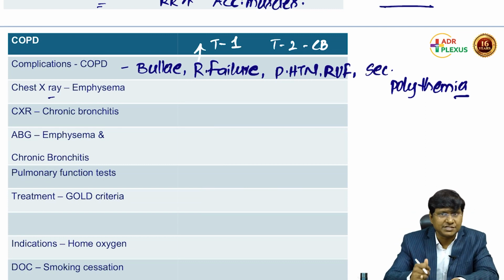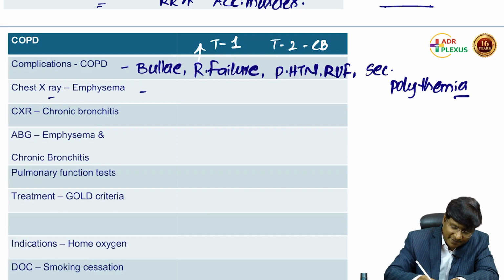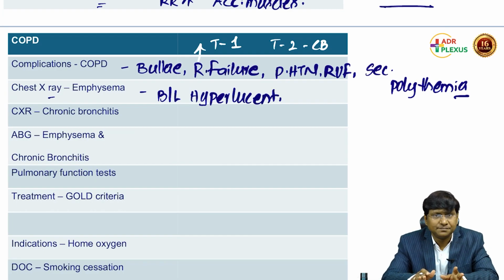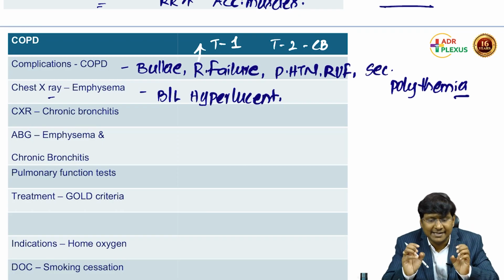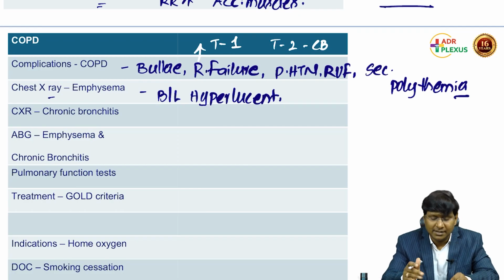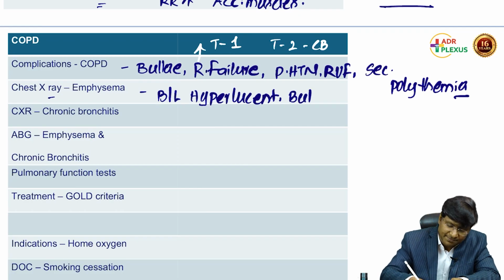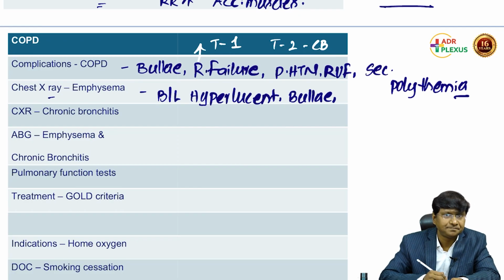What will be the important features? I'll show you the chest x-ray also. So these patients will have bilateral hyperlucent lung fields, right? Because the airways are abnormally, irreversibly dilated and completely loaded with air. Then you will also be able to observe the emphysematous bulla.